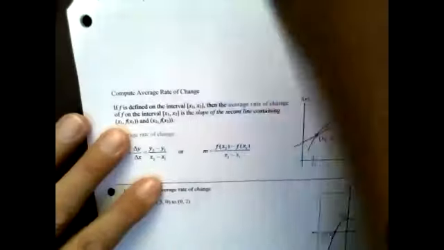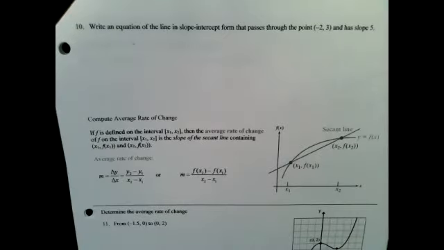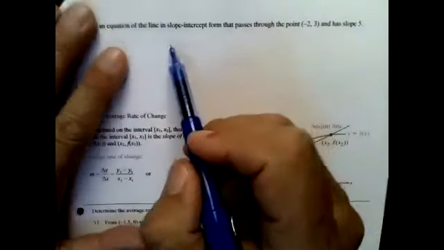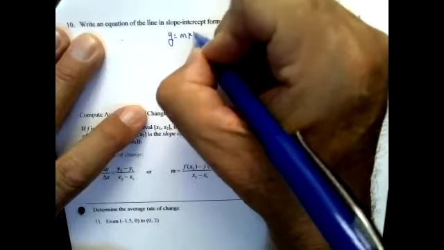All right, I'm liking chapter 2 because I've got a feel for chapter 2 being, I'm not so bad with all of this. Write an equation of the line in slope intercept form. That's y equals mx plus b. I need to understand that first.